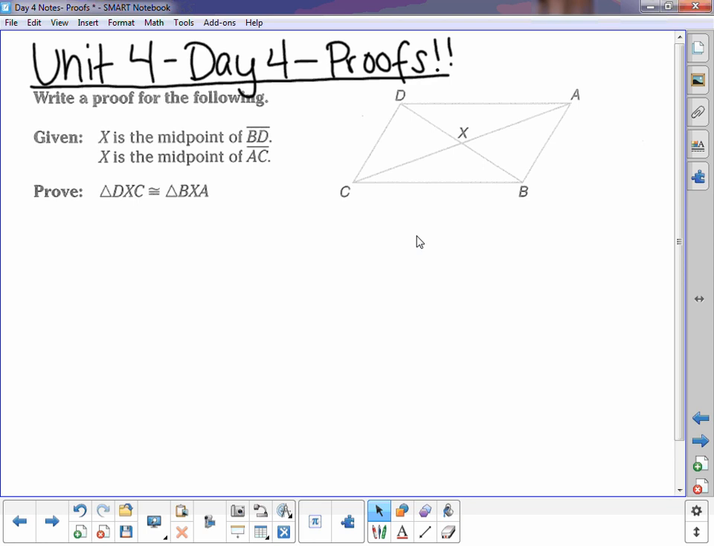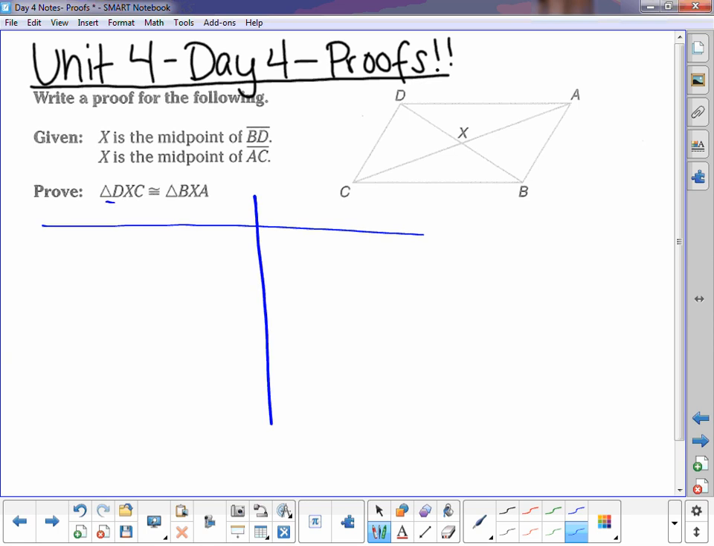Alright, so they give us that X is the midpoint of segment BD, and X is the midpoint of segment AC. Again, as we go through and do proofs, mark what they give you on your picture to help you visualize it, as well as anytime you draw conclusions, you're going to make sure you state those. Alright, so we have X is midpoint of BD, X is midpoint of AC.